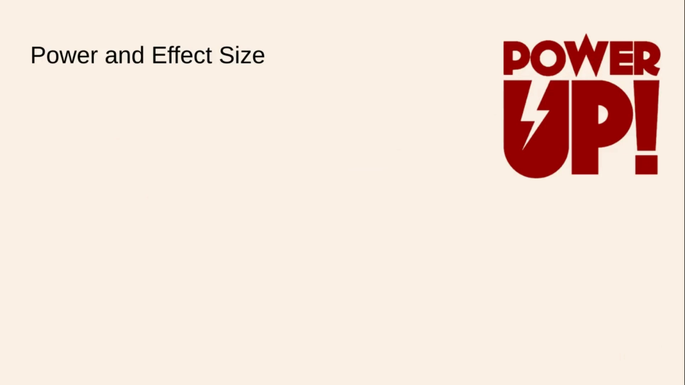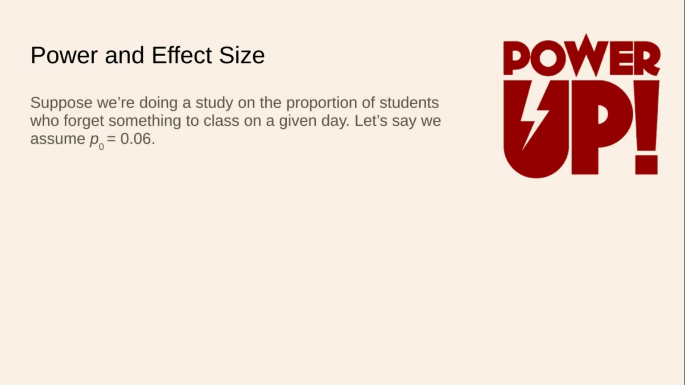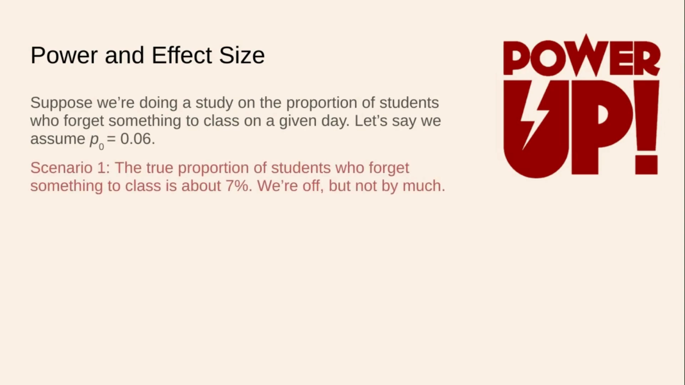Now we need to talk about power and effect size, okay? So suppose we're doing a study on the proportion of students who forget something to class on a given day. We've all been there. We've all been part of that. Assume p sub 0 equals 6%, all right? Scenario 1: the true proportion of students who forget something to class is about 7%. We are off, but not by much, okay?